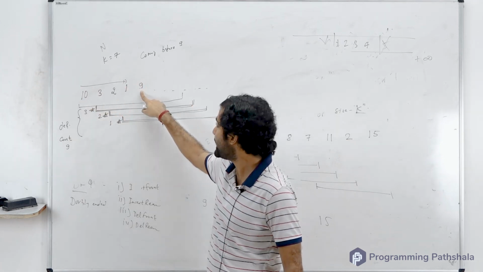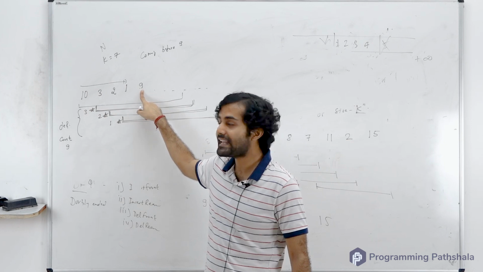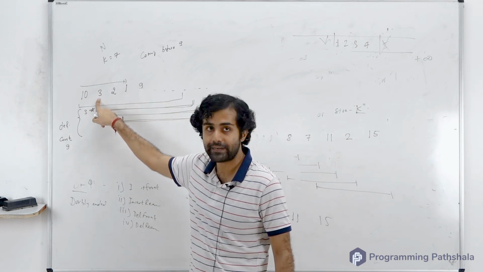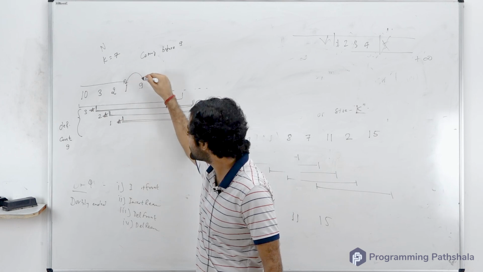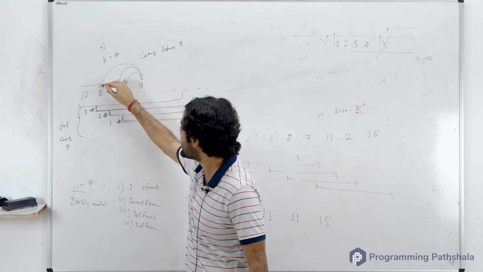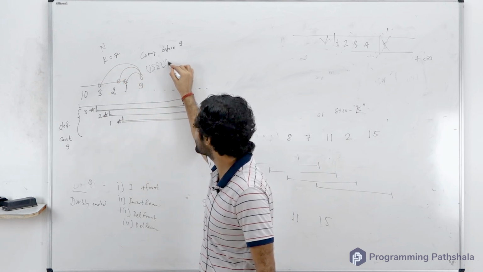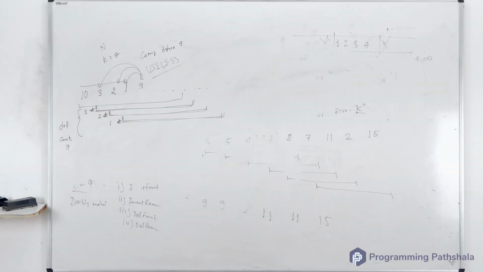But the moment you get an element which is larger than a few elements, then this thing is going to render this, this and this as useless. So because of this 9, which is greater than all those elements, they are being considered useless. Okay.